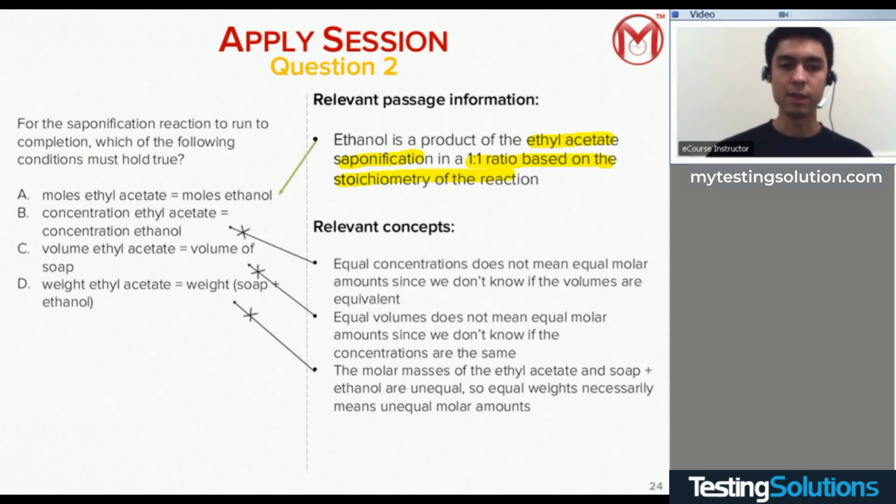And for D, the weight of ethyl acetate and the weight of the soap plus ethanol, again, we are looking at this from a perspective of the moles, and so the weights don't really tell us much. Okay, because we need to convert the weights into moles. In fact, if the weights were the same, we would basically know, functionally guaranteed, that the moles are not the same because they don't have the same molar masses.